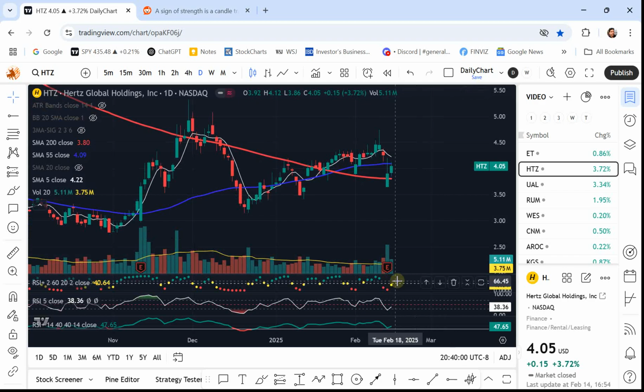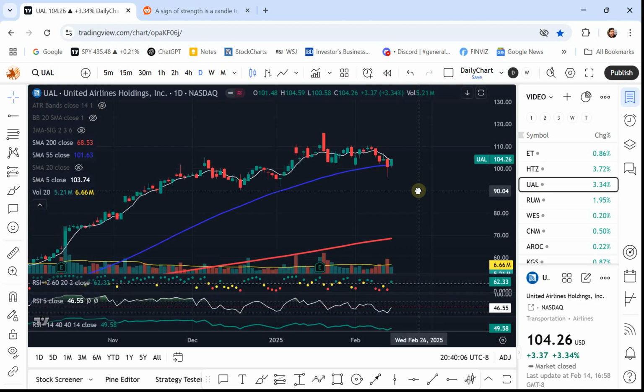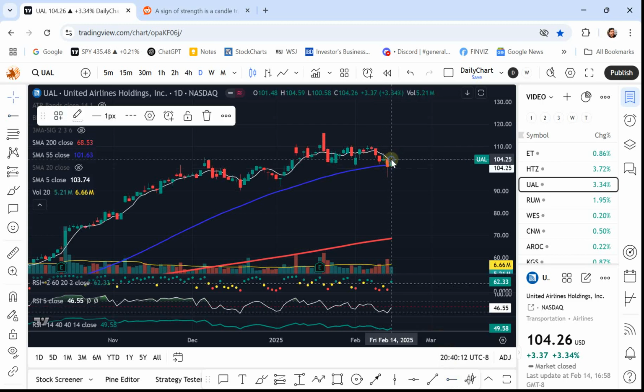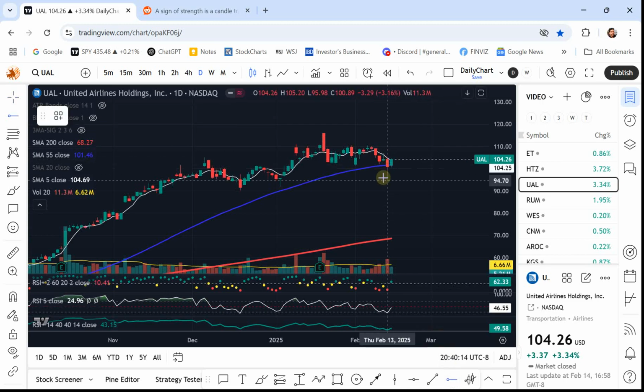I wait for the green dot followed by the red dot. So in this case, I would skip that. And then in this case, here's one with the green dot. So I do the same thing. I put my potential entry right up here, and then you gotta know your stop loss.